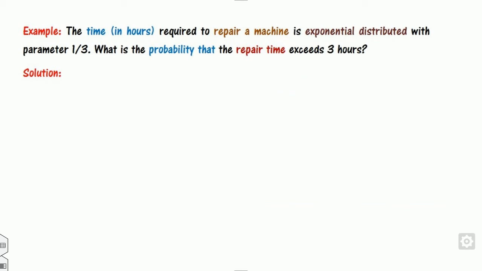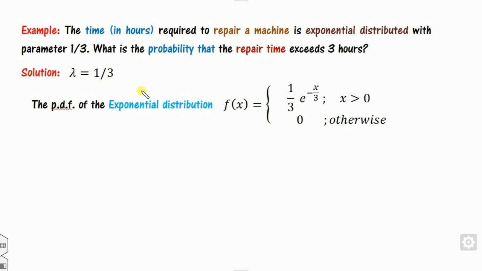Look at the second example. The repair time in hours is given as exponential distribution with parameter lambda. What is the probability that the repair time exceeds 3 hours? So that's your target. You have to find this one. Lambda is given, so it's an exponential distribution here.